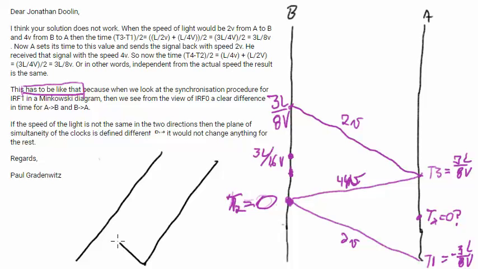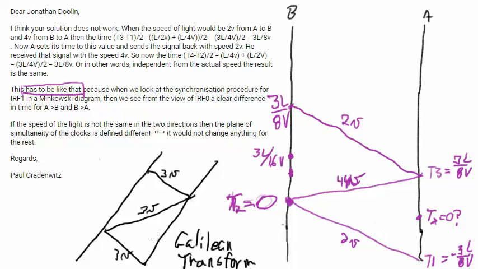Okay, now we would have this 2v plus this velocity here would be 3v. If we just did a Galilean transform on this, then the relative velocity between this point and this point would be 3v. The relative velocity... well, no, if there was a Galilean transform, it would be a Galilean transform for those guys. No, boy.